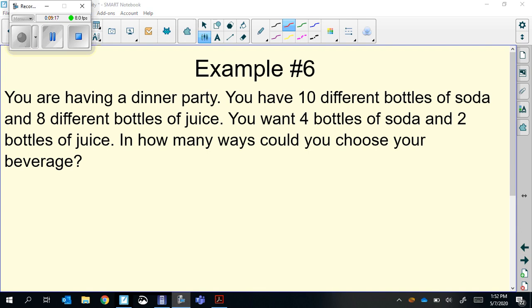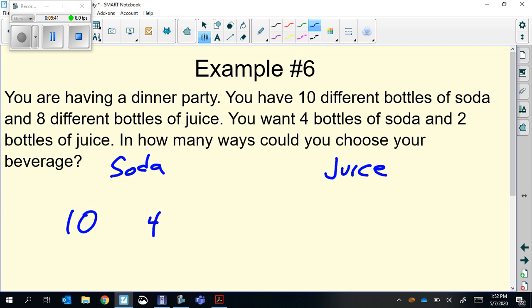Alright, here we've got a dinner party. You have 10 different bottles of soda, 8 different bottles of juice. You want 4 bottles of soda and 2 bottles of juice. How many ways can you choose your beverage? So this is some combinations here. We're going to look at soda and we're going to look at juice. For the soda, we have 10 to choose from, and we're going to pick 4 of them. And then for the juice, there are 8 different kinds of juice, and we're going to bring out 2 of them.